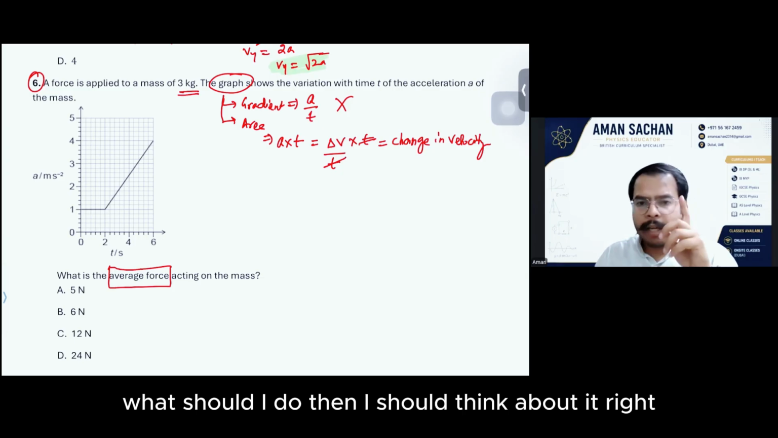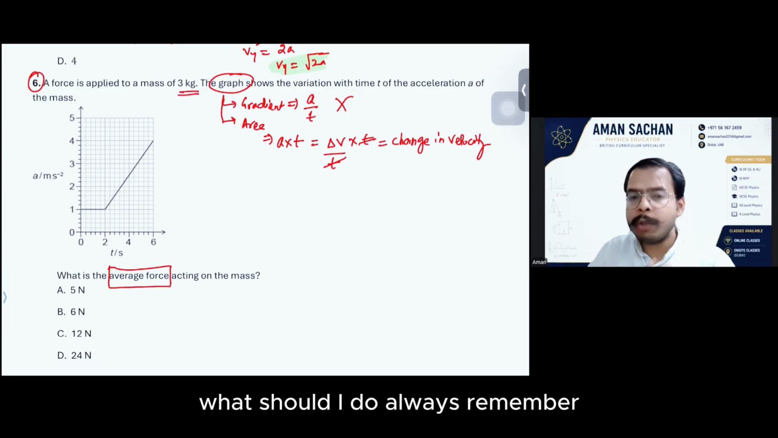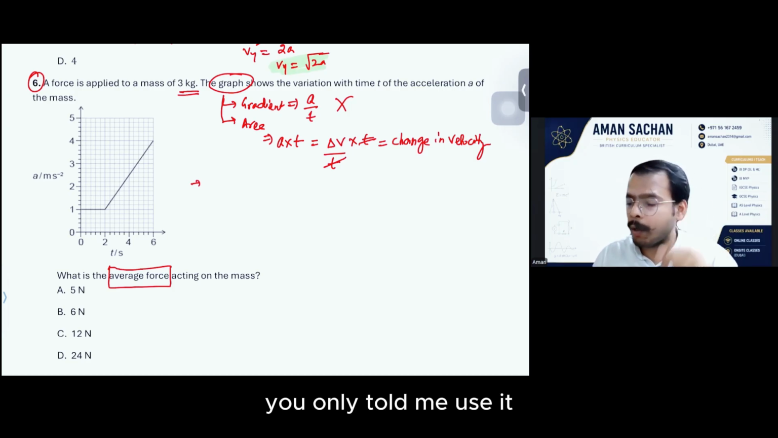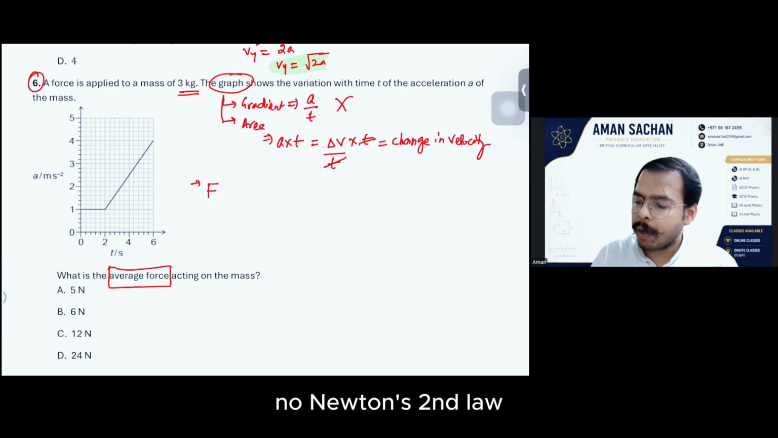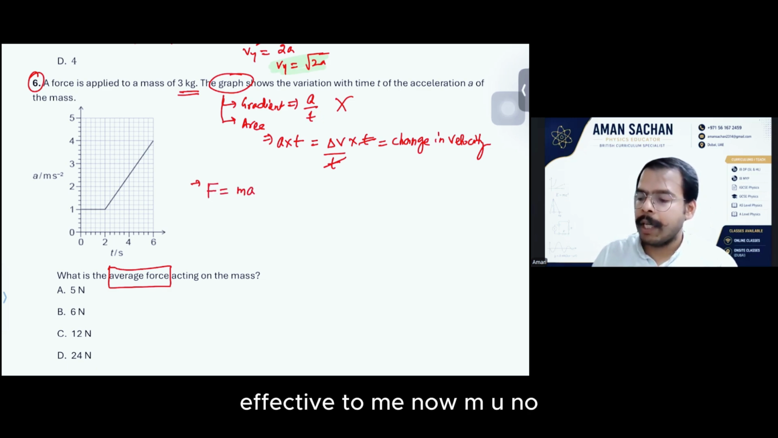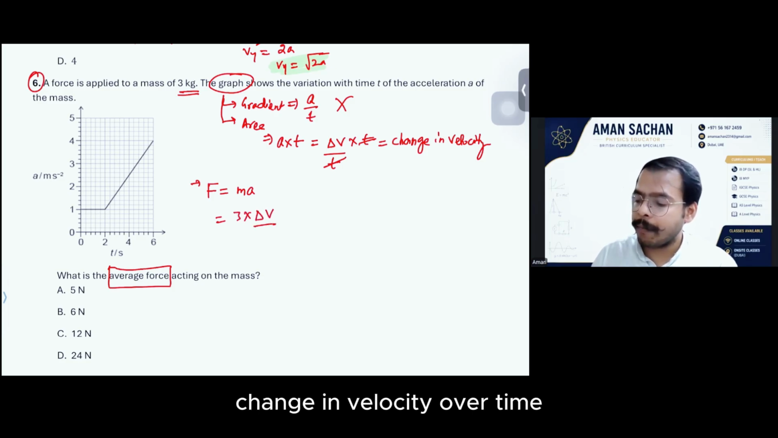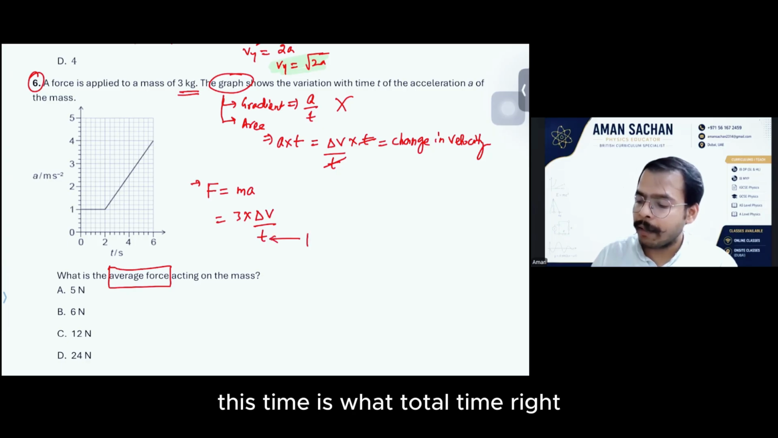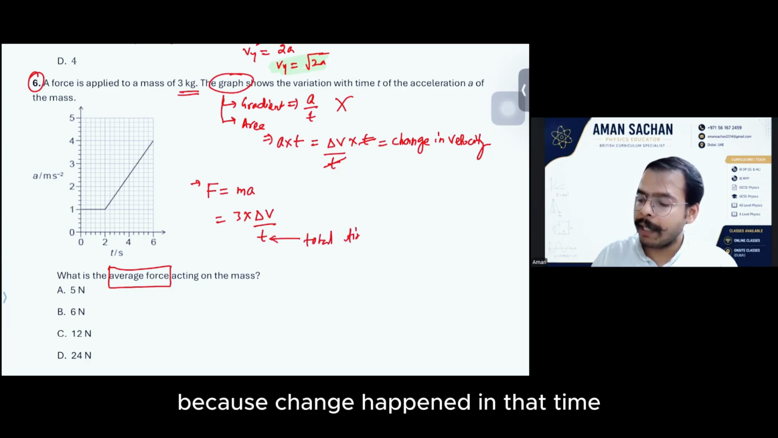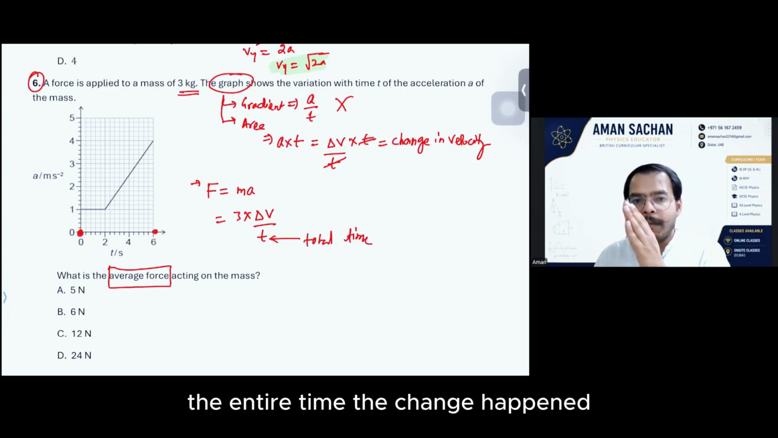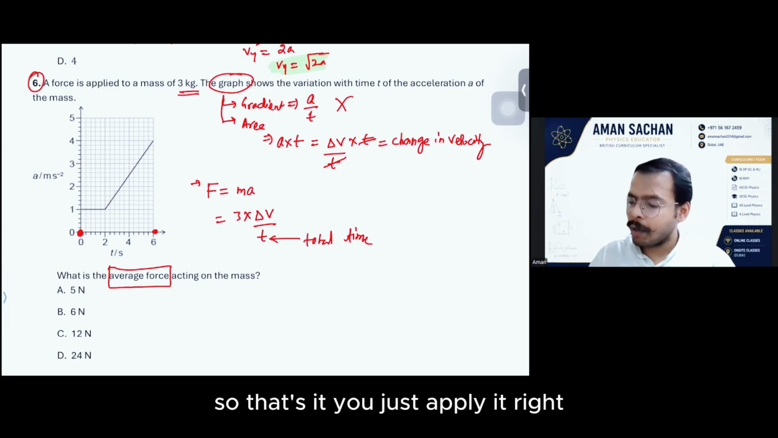What should I do? Then I should think about it, right? Always remember, whenever there is something related to force, you only told me F equals to ma. Use it. Newton's second law, F equals to ma. Now m you know, 3. Acceleration is what? Change in velocity over time. This time is what? Total time, right? Because the change happened in that time. Meaning from this time to this time, the entire time, the change happened, yes or no? So that's it. You just apply it.